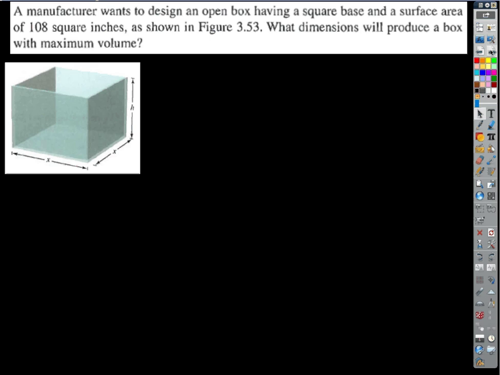Like, for example, let's look at this one. A manufacturer wants to design an open box having a square base and a surface area of 108 square inches. Who knows why? Maybe that's impacted by the weight or something. The shipping weight needs to be a certain shipping weight, and he's using plate steel, so he can only have so much area of the steel in order to keep the weight minimum, okay? He wants to know what dimensions will produce a box with maximum volume. So for a fixed surface area, what dimensions are going to give us maximum volume?